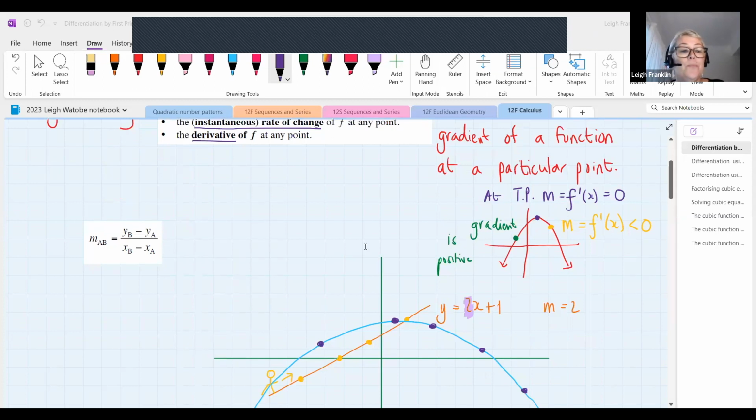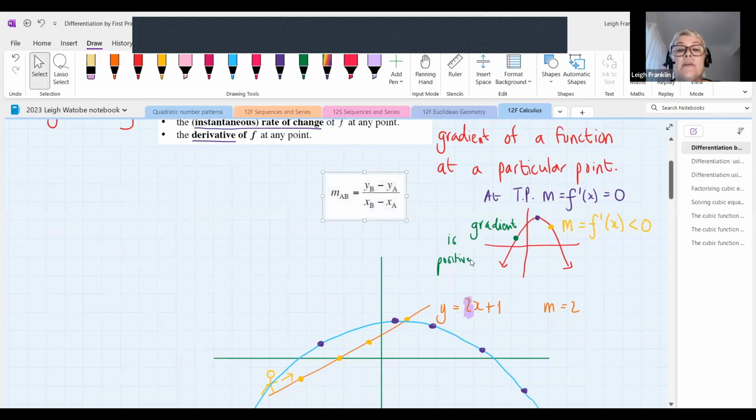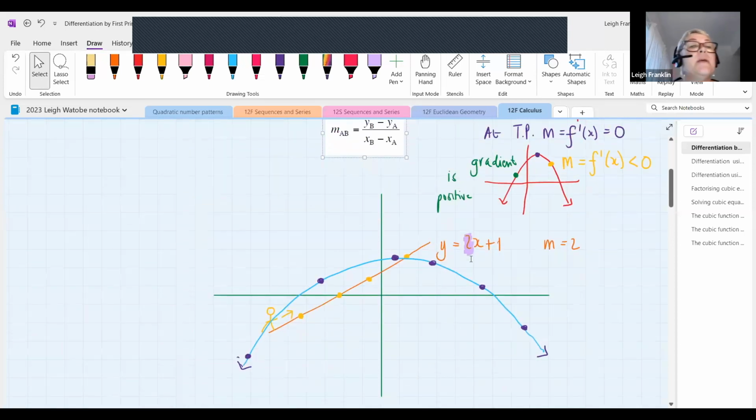What I'm going to do is just make a little bit more space. There's the gradient formula for us, and you're going to see where this becomes important just now.